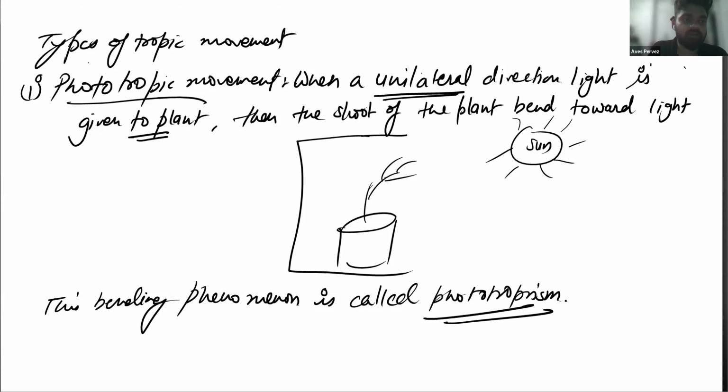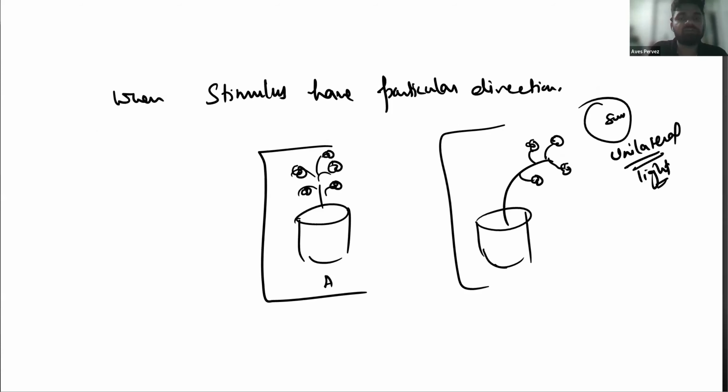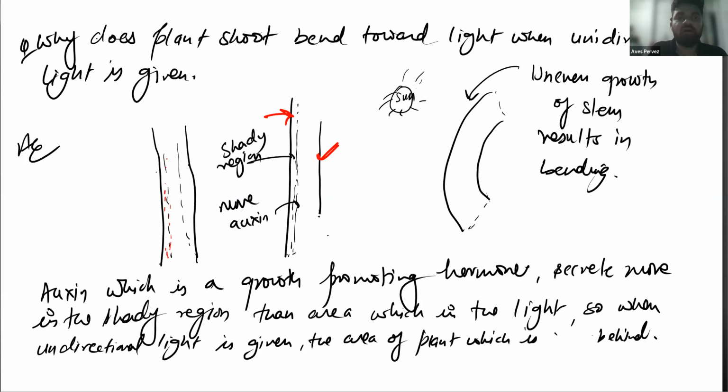Yes. Okay. Now the question comes on this topic: why does the plant shoot bend towards the light when unilateral light is given to the plant? I just explained previously that when we have unilateral light, the region that is away from the sun, in the shady region, because this is the lighted region and this will be the shady region, more auxin is being secreted, as a result of which this region grows at a faster rate.